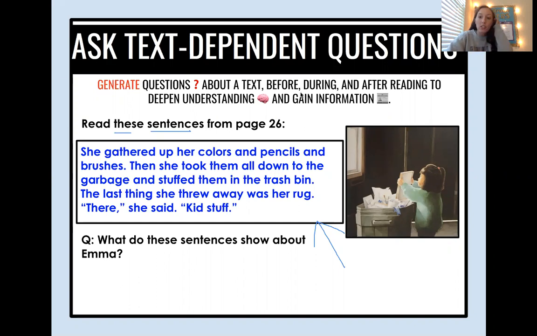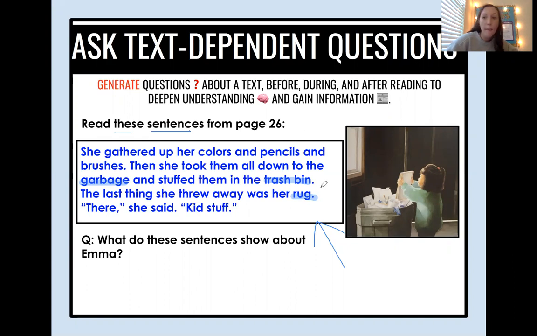So let's rewind and just look at the picture that we have over here on the side. What is Emma doing? She's throwing away her canvas. She's throwing away all her art stuff, and she's throwing away her rug. So now what words match the picture? We're not reading, we're just scanning really quick to see what words match what we see in the picture. I see the word garbage, I see the word trash bin, and I see the word rug. So I knew that she put all of her stuff, including her rug, into the garbage or into the trash bin.